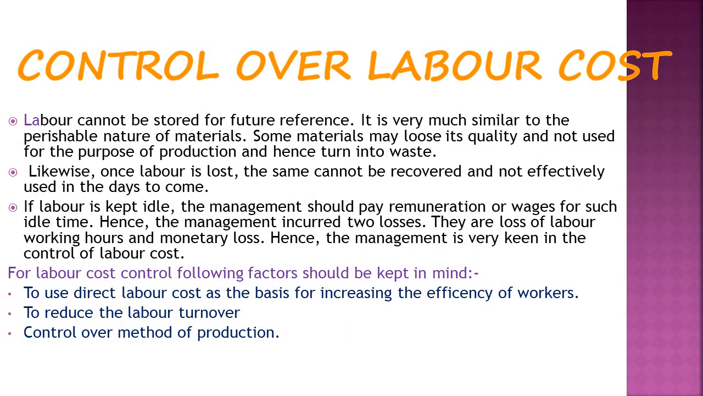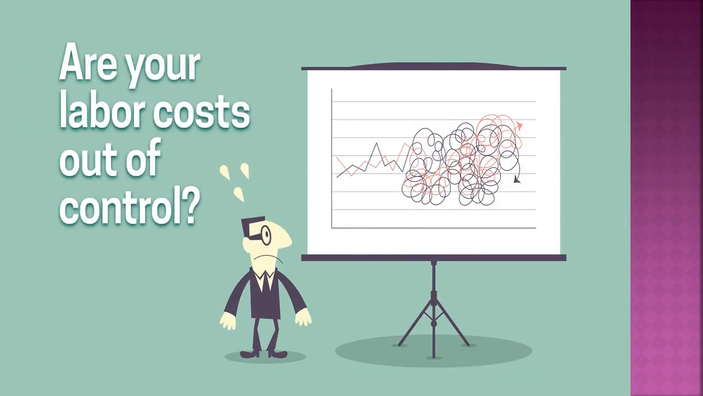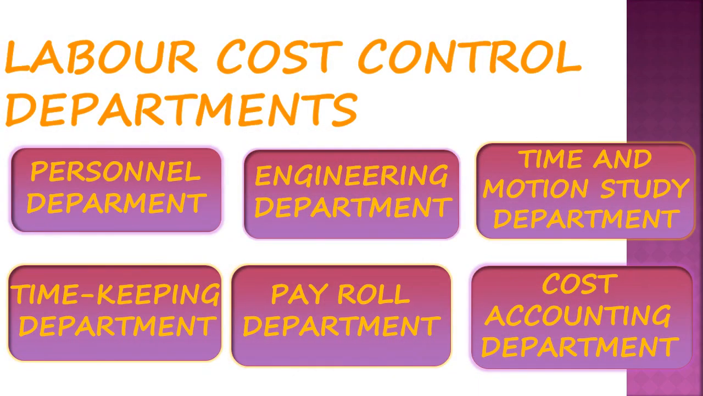Now the question is control over labor cost. As discussed earlier, it is of perishable nature. That is why we need to have more control. Once lost, it cannot be recovered. You need to work again and again in order to finish your work. Next, coming up to the next part, let's see how we can control the labor cost.